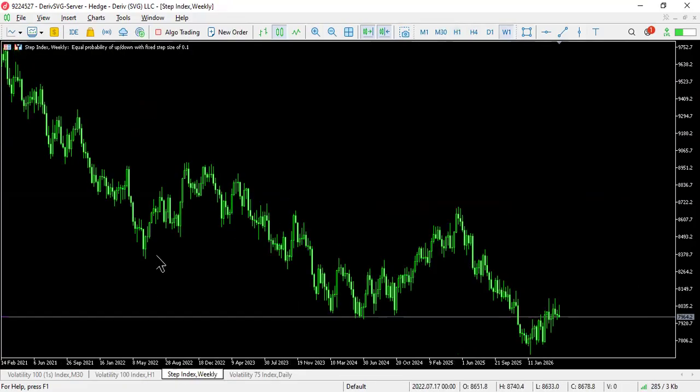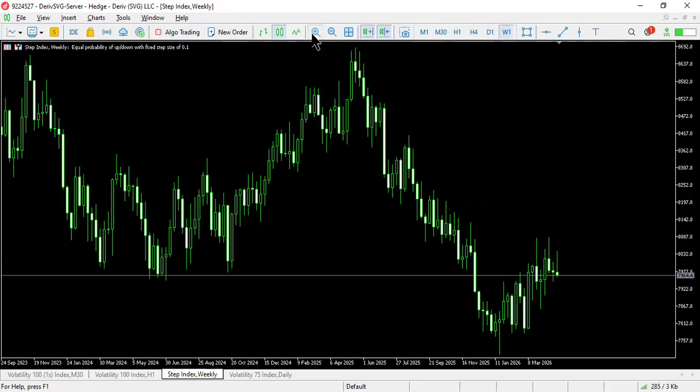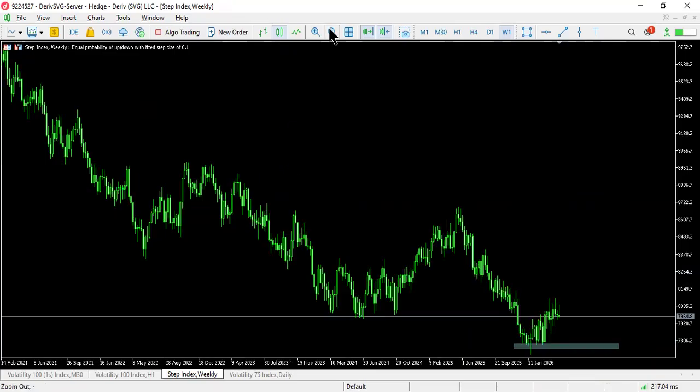Moving over to Step Index. Step Index from the weekly time frame, Step Index is bearish as we are forming lower lows and lower highs.